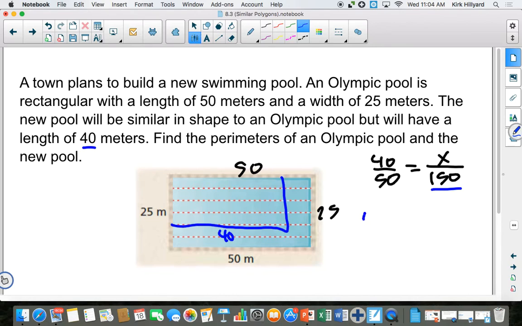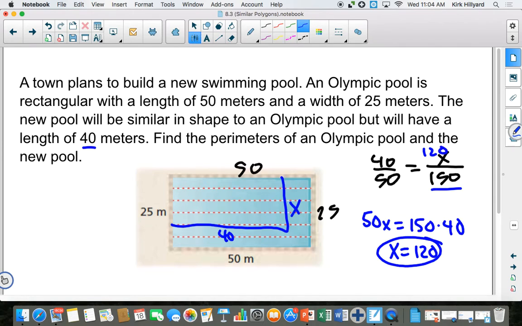So you can solve that once again by cross multiplying and dividing. And when you do that, you get x is equal to 120, which is the perimeter of the new pool. If you wanted to find the width, you could just plug in an x there. Instead of x over 150, you could go x over 25 is equal to 40 over 50. And solve it that way, and that would give you the width of the new pool.